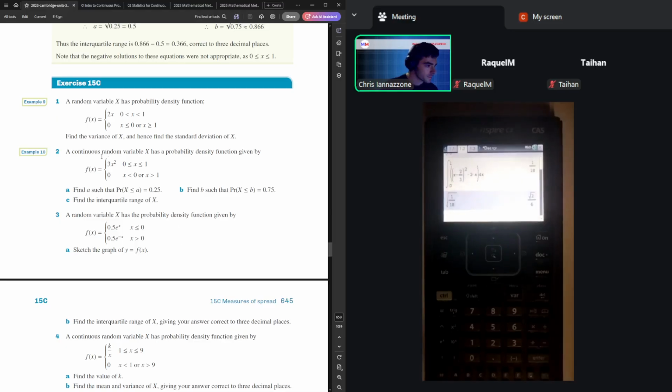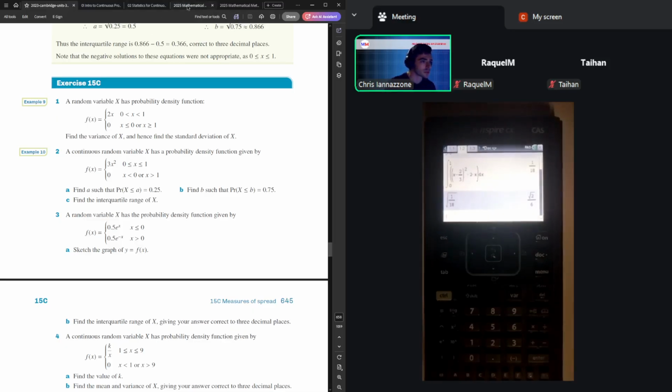Okay, next up, continuous random variable given by 3x squared, again from 0 to 1. Find a such that the probability of x less than or equal to a is equal to 0.25. This is a percentiles question. The 25th percentile is what you would be finding here.